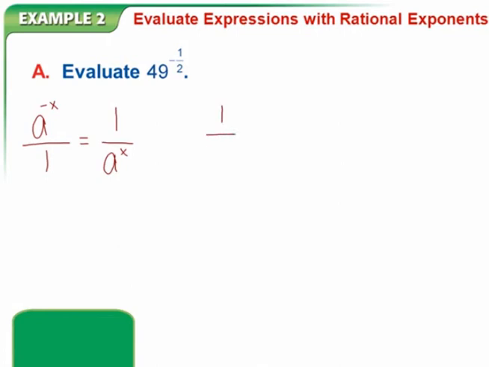So we'll do the same thing with the 49. It's going to be 49 raised to the 1/2. Well, what does raised to the 1/2 mean? It means that it's a square root. So it's really 1 over the square root of 49, and the square root of 49 is just 7. So our answer is 1/7.